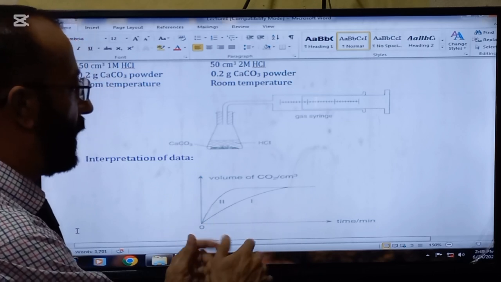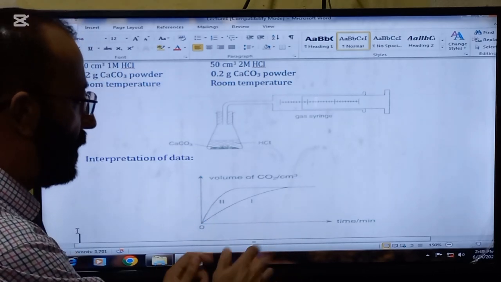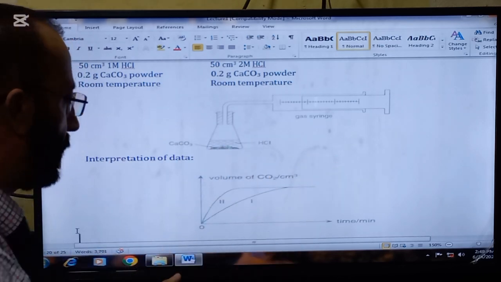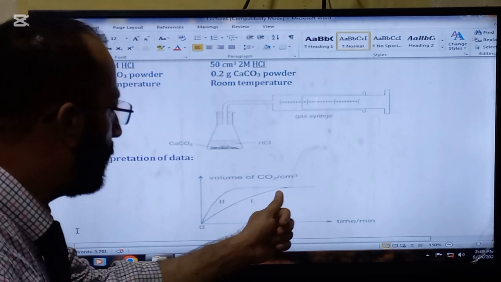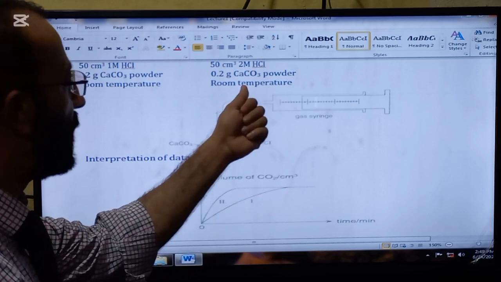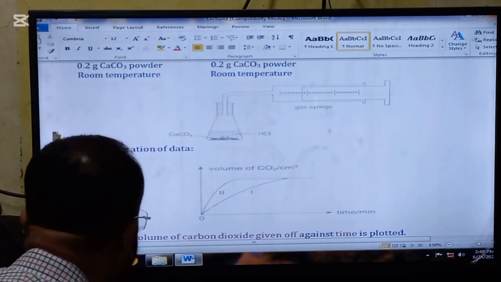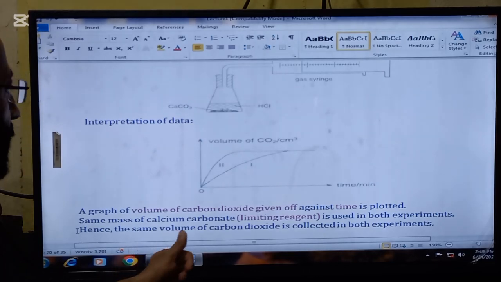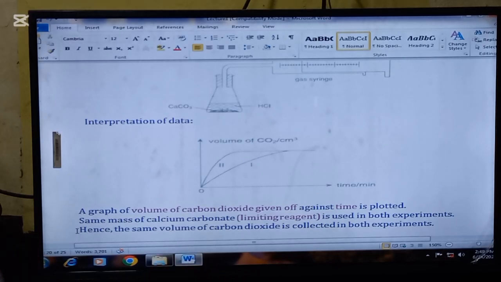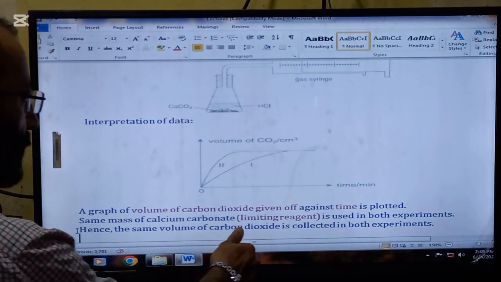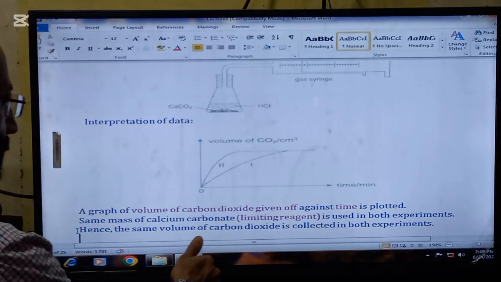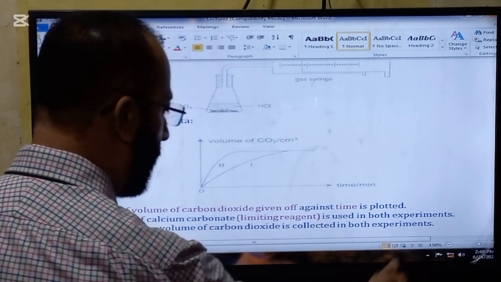So we are drawing the two curves on the same graph paper to check the effect of the concentration on the rate of the reaction. Look now, this is curve 1 for experiment 1, and this is curve 2 for experiment 2. A graph of the volume of carbon dioxide given off against time is plotted. The same mass of calcium carbonate, the limiting reagent, is used in both experiments. Hence, the same volume of carbon dioxide is collected in both experiments.